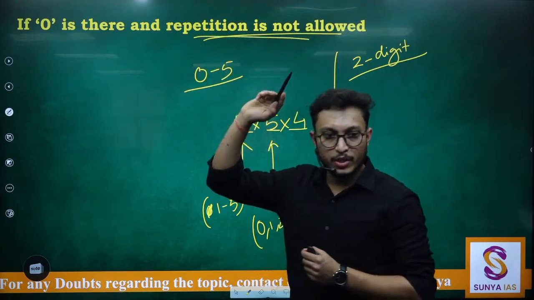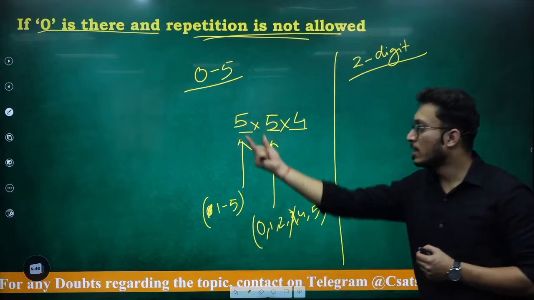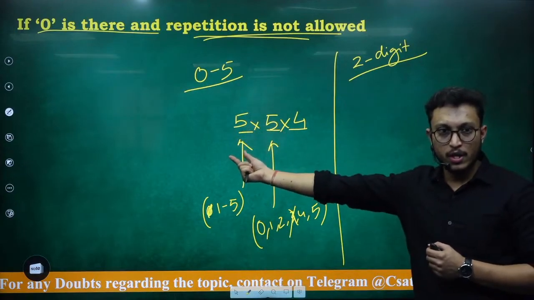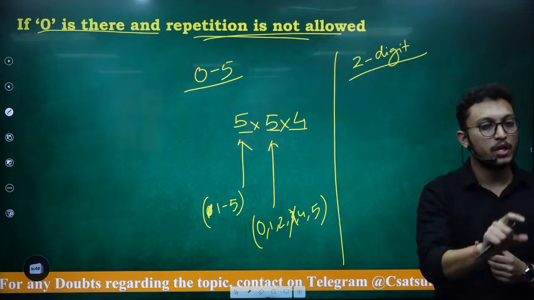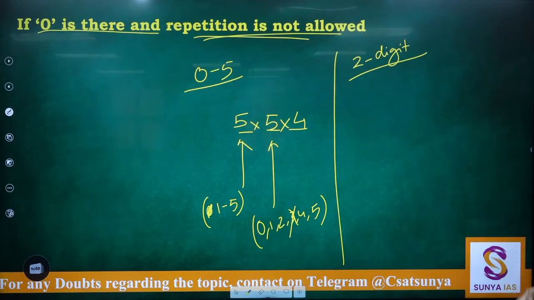First thing, whether repetition is allowed or not, and second is whether 0 is available in the digits that you are filling. If 0 is there, then be careful of the first place in which you are filling the 0. Is this clear?